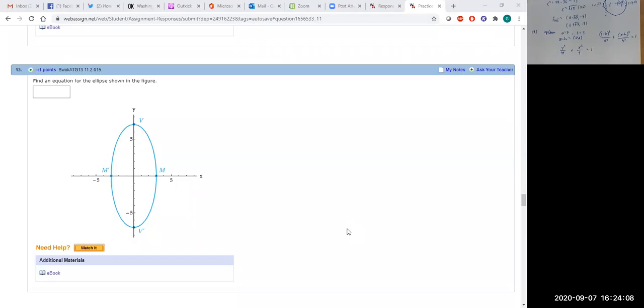Like I said, in my opinion, ellipses may be the easiest of the 3 different objects we're working with.